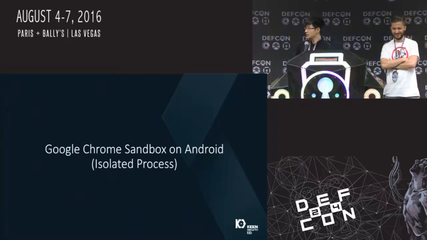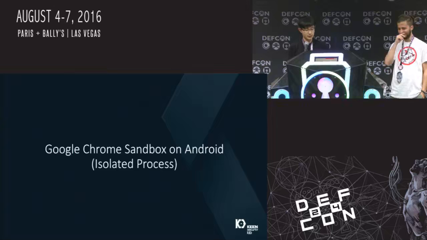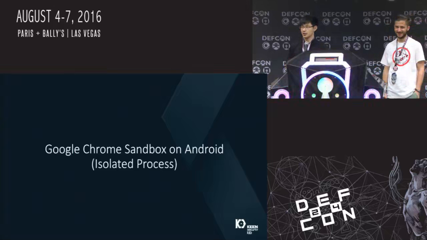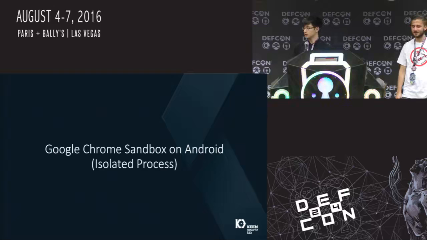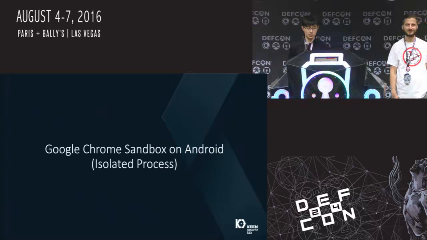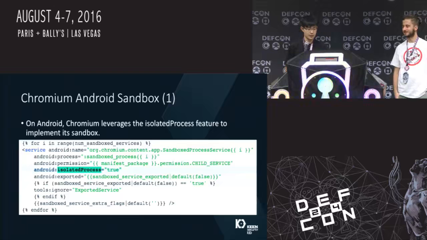Now let's move to the Android or Google stuff. There's a big difference between Android and iOS. On iOS, almost every application is sandboxed by default. But on Android, apps usually need to opt in and use the isolated process feature to handle a sandbox in their own process, and Chrome leverages this isolated process feature to implement its own sandbox.